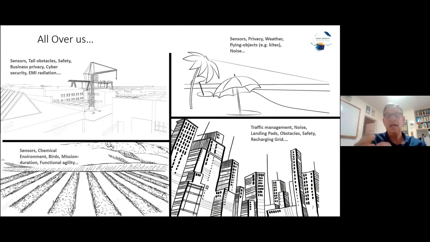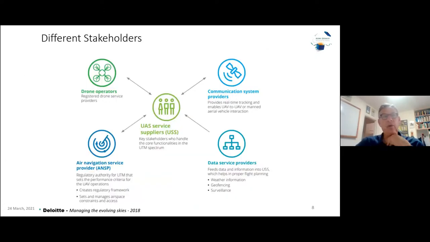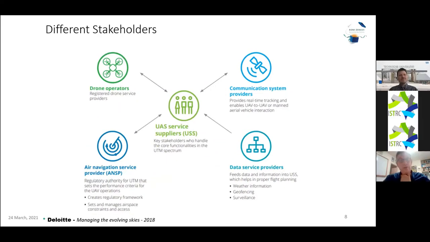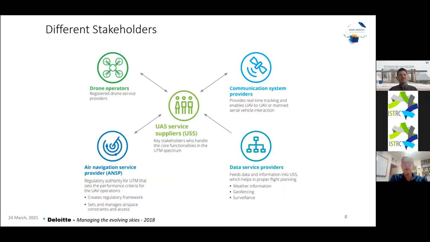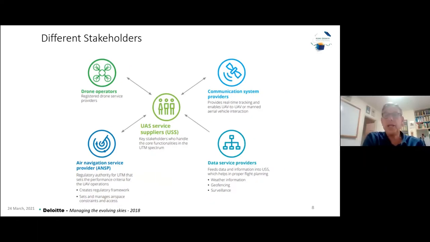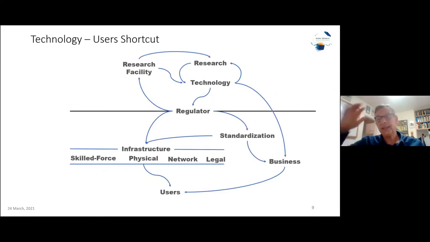And once we realize the magnitude of the problem, then the regulator will need to set standardization and policy that need to be followed in each of those environments, because otherwise it won't work. We obviously have different stakeholders. We have the operators of the drones, we have the air navigation services providers, we have the data services providers, we have the service suppliers of the entire system, communication system providers for navigation, communication. So there are a lot of stakeholders that need to be considered.